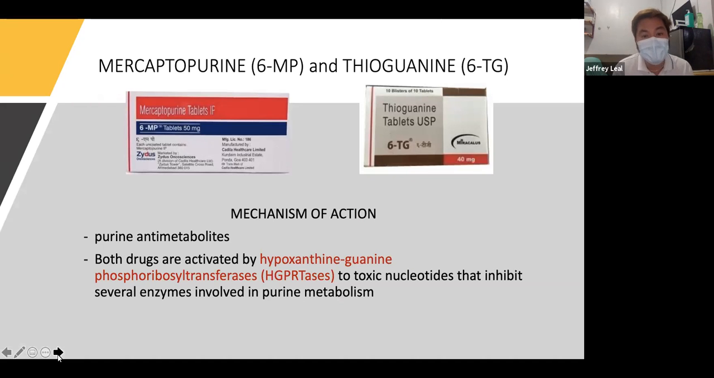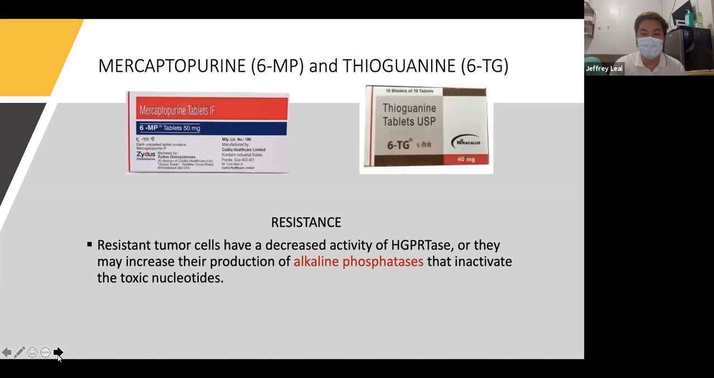We have mercaptopurine or 6-MP and thioguanine or 6-TG. They are purine antimetabolites, and both drugs are activated by hypoxanthine-guanine phosphoribosyltransferase (HGPRTase) to toxic nucleotides that will inhibit several enzymes that are involved in purine metabolism.